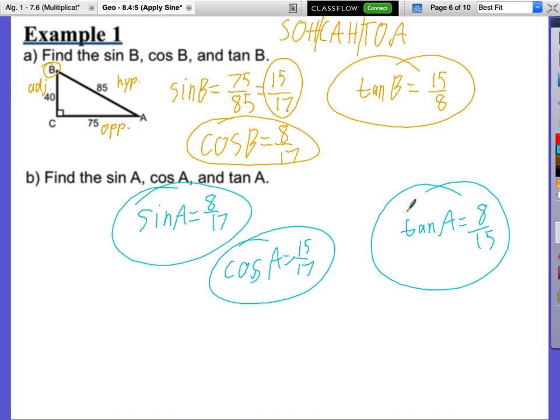And what do you notice about the tangents? They're just reciprocals of each other. So the tangent of each angle in the same triangle, the tangents of each angle are just reciprocals of each other.